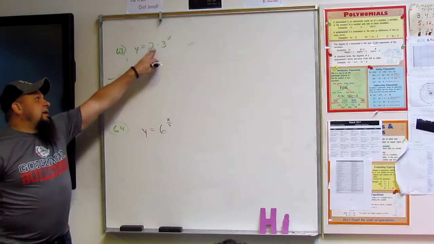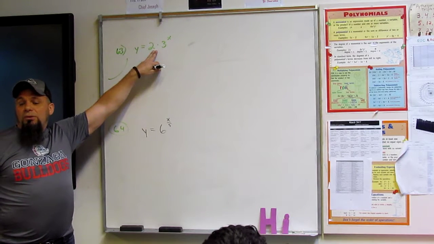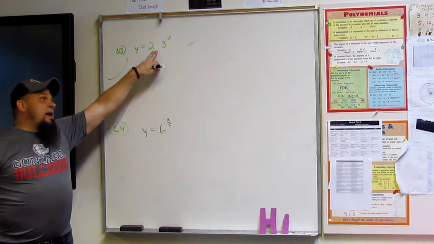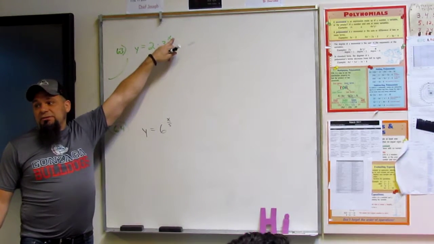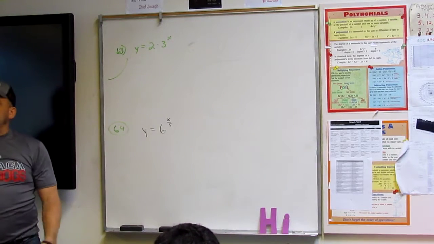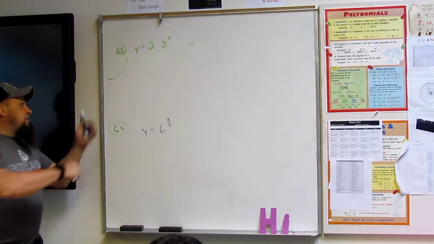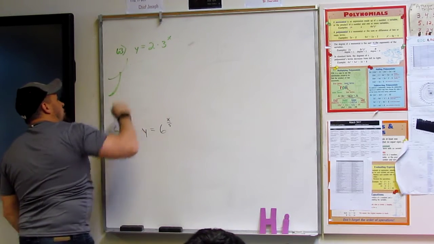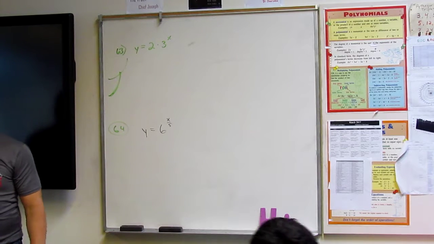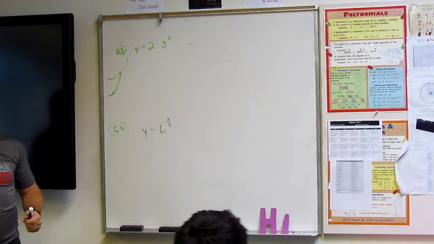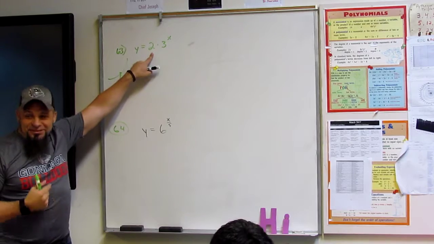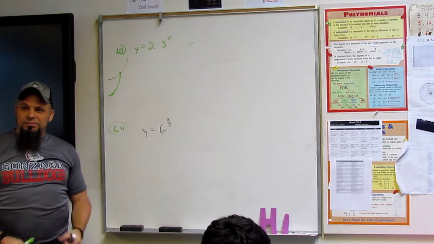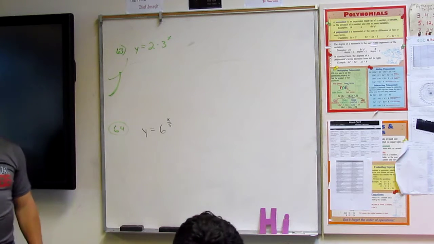And it has a horizontal or vertical stretch. It's not happening to the x, right? That would be horizontal. It's happening to the whole function. So therefore it's a vertical stretch. So they're taking this and stretching it, so it's going to go even further. It's going to go up faster. In fact, it's going to go up 2 times faster, because it's 2 times. Come on, people. It's like basic math. All right?